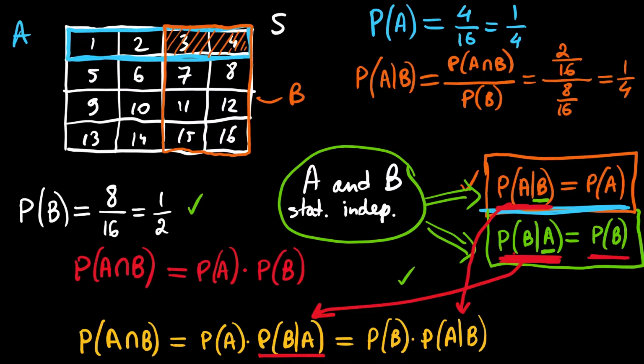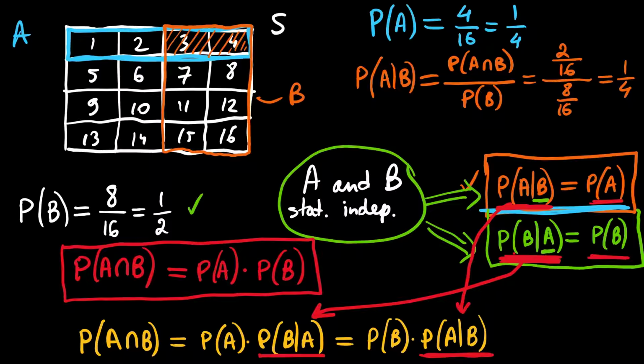Okay, so if A and B are statistically independent, then the probability of A intersection B is just the probability of A times the probability of B. And from the second one, as you can see, the probability of A given B is just the probability of A, so effectively we will get the probability of B times the probability of A. That's not interesting, so no need to write it that way. So we see that this is the point: if A and B are statistically independent, then the probability of their intersection is equal to the product of their individual probabilities.